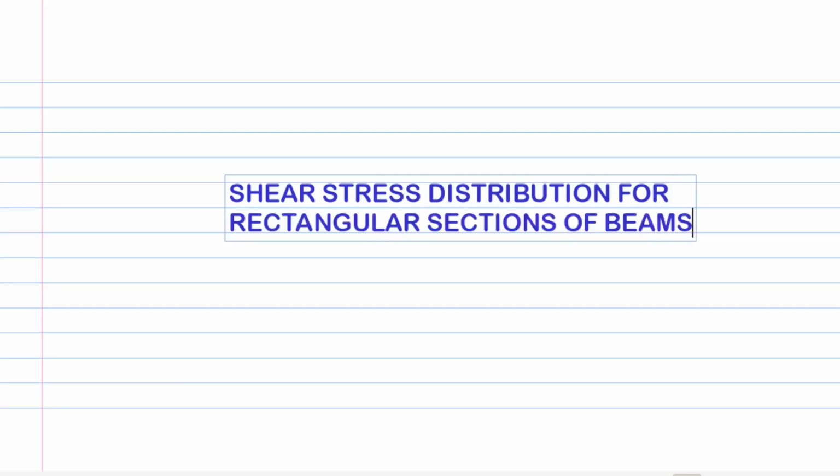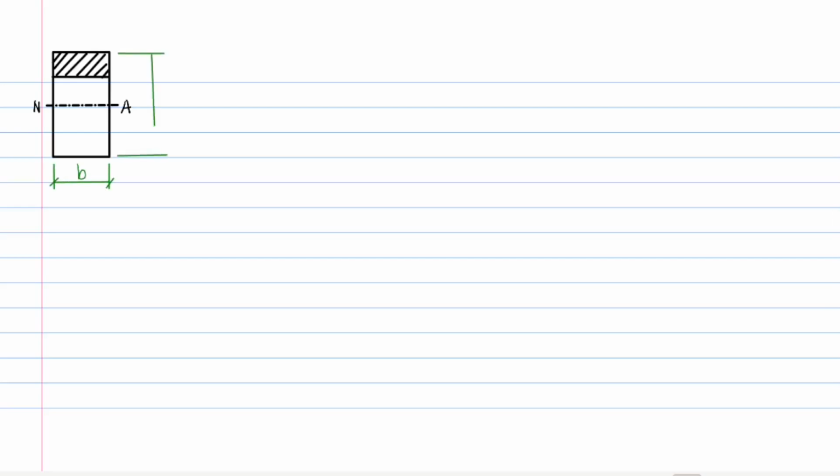Welcome. Having seen the general formula for finding shear stress in beams in the last lecture, let us now study the shear stress distribution for rectangular beam sections in particular. Let's draw a rectangular cross section with width B and depth D. We show the neutral axis and the arbitrary layer at a distance of y from it.